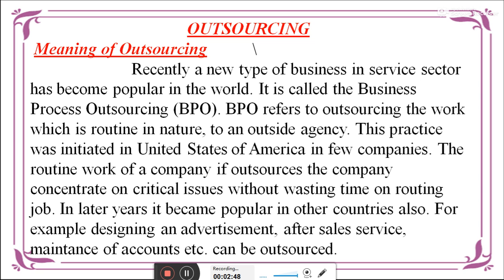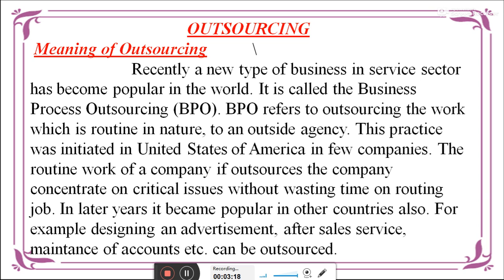BPO refers to outsourcing work, for instance from the United States of America. A few companies outsource the routine work of the company, so that the company can concentrate on critical issues without wasting time on routine jobs. In later years it became popular in other countries also. For example, designing and advertising, after-sales service, maintenance of accounts, etc.